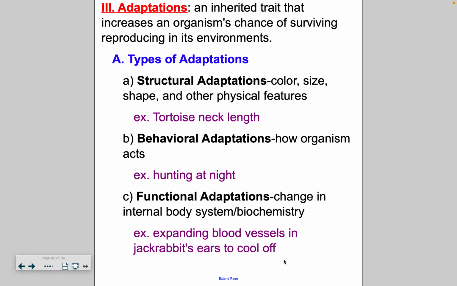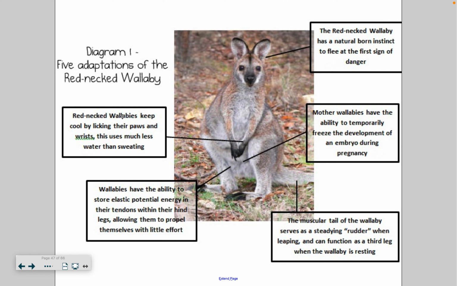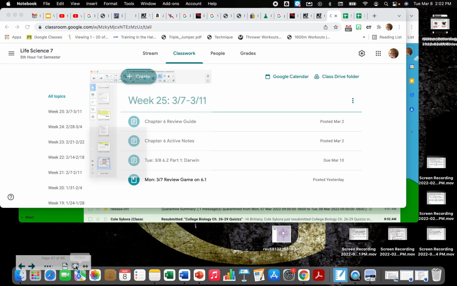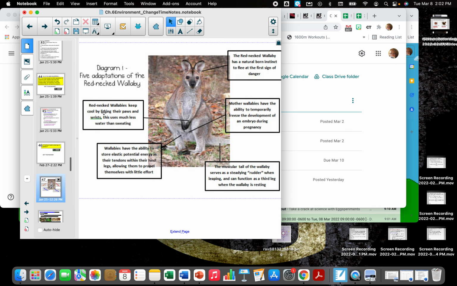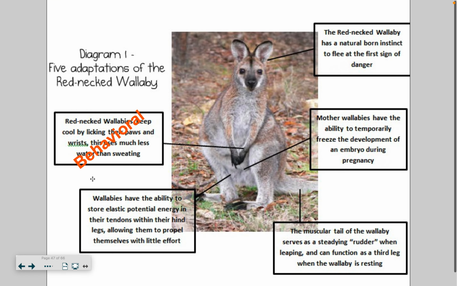behavioral, or functional. Red-necked wallabies keep cool by licking their paws and wrists. This uses much less water than sweating. So they're constantly licking their wrist. Is that structural, behavioral, or the internal chemistry one? Okay, hold up, timeout. I'm supposed to have these things that are supposed to appear, and I couldn't find where it was. Yes, so this is behavioral. They're acting in a way that gives them an advantage.